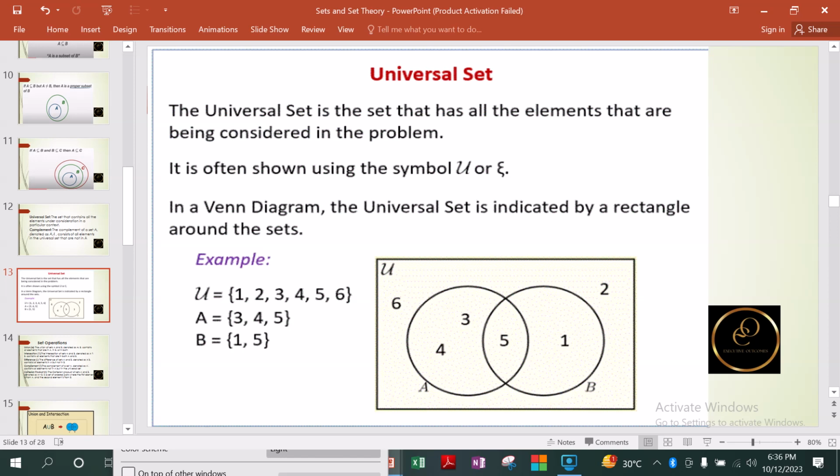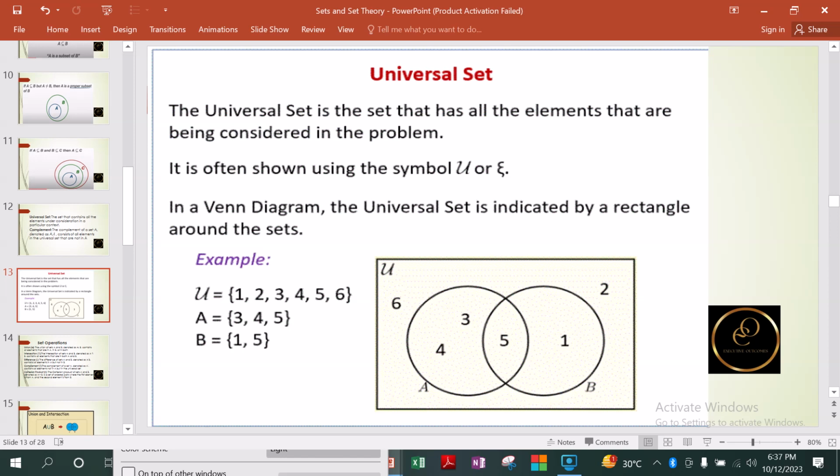Now we also have in this particular case a demonstration by way of a Venn diagram. The universal set is indicated by a rectangle around the sets. So this is a limitation, this periphery, these boundaries. Drawn in this manner is what is a depiction of a universal set, because it closes in everything that is under consideration, all the elements under consideration. So that is the universal set.